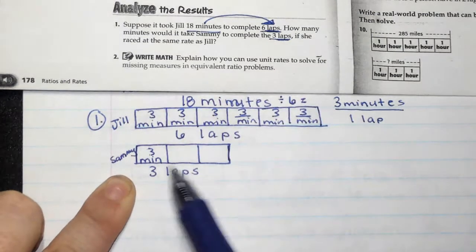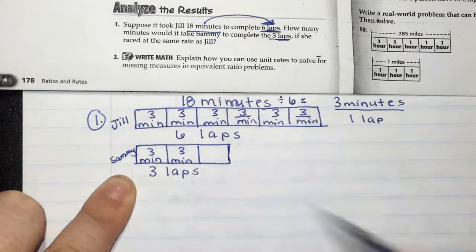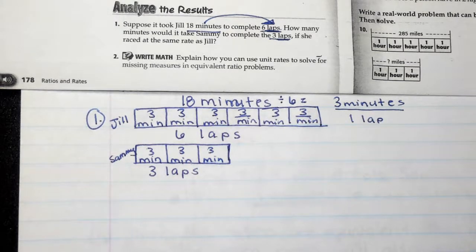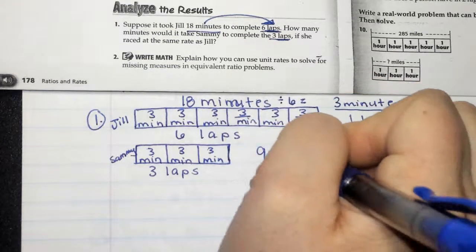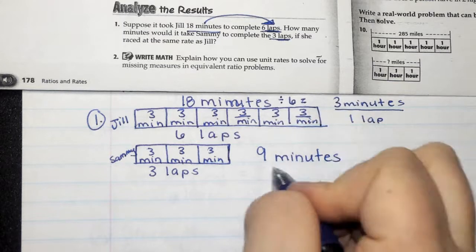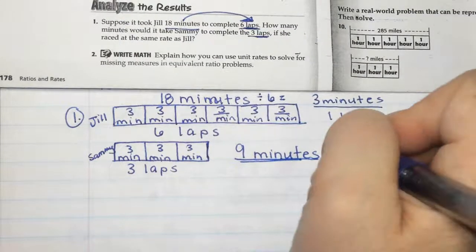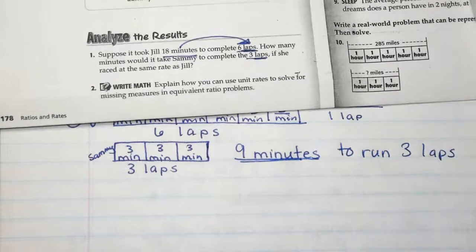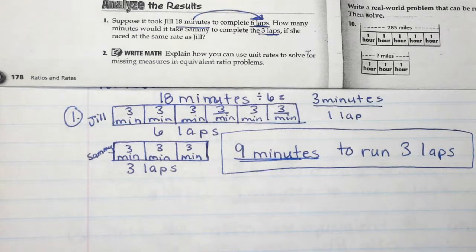So then how long did it take Sammy to run the next lap? 3 minutes. And then the next lap? 3 minutes. So when I'm trying to find out how long it took Sammy, what do we get? 9 minutes. That's our answer that we're looking for. But what did it take her 9 minutes to do? To run 3 laps. Okay, awesome job. Number 1. Check.